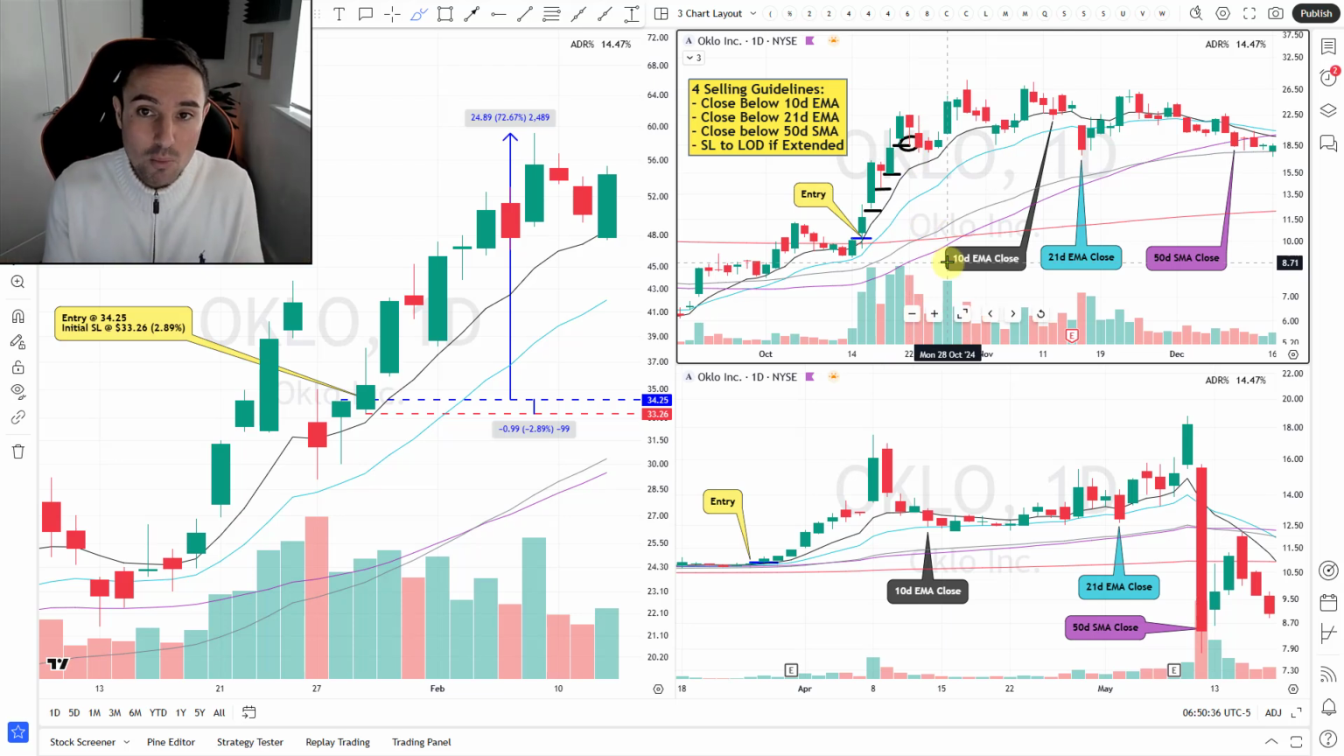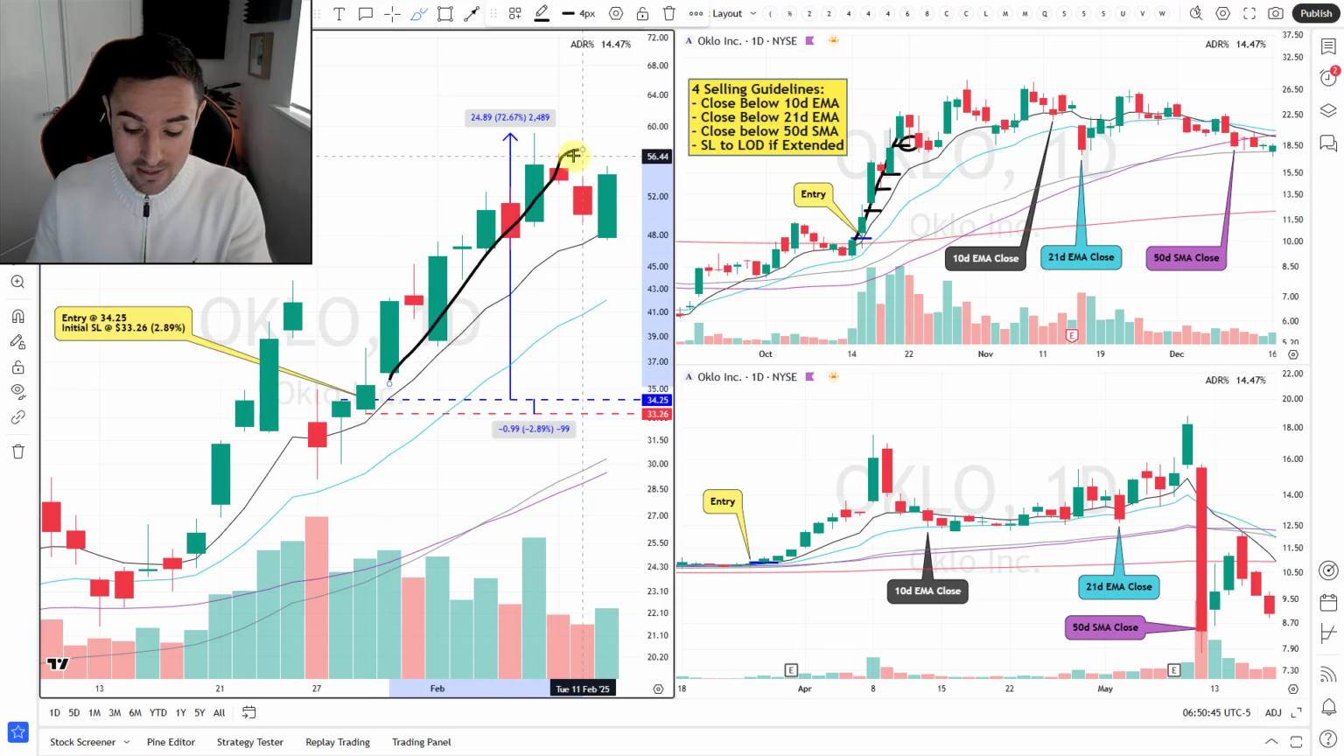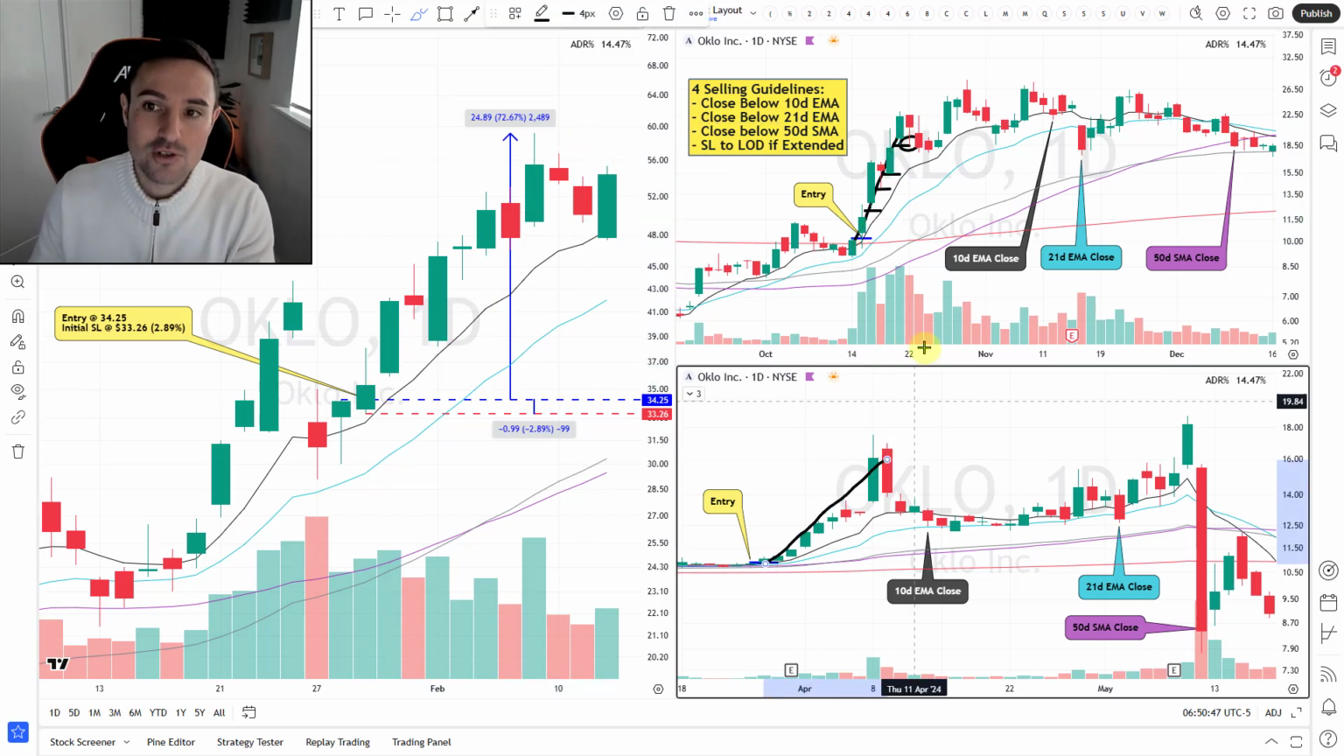So you're just letting the stop loss decide. That is the stop loss to LOD, low of the day approach, if short-term extended. This is short-term extended, this is short-term extended, as I'm going to teach you as well, and this is short-term extended as well.